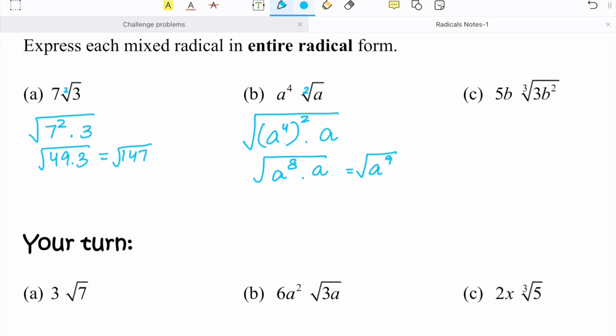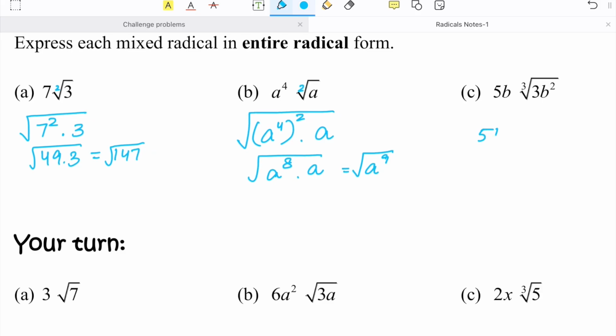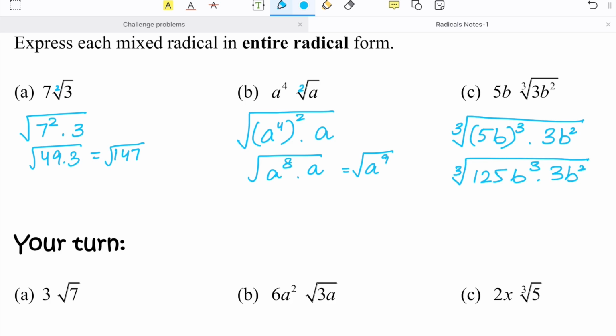Same thing for the next one, 5b cubed, right, times 3b squared, put cube root over there. 5 cubed is 125, b cubed is b cubed, 3b squared, 125 times 3 is 375. Bases are the same, we are multiplying, powers will be added, which will be 3 plus 2, and that's 5. Okay.